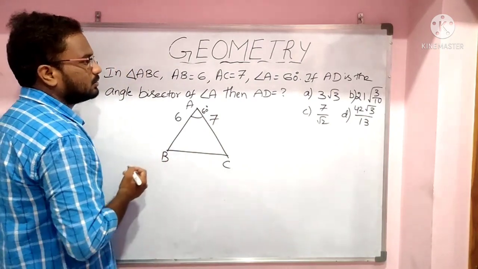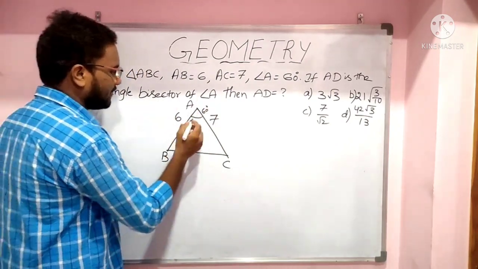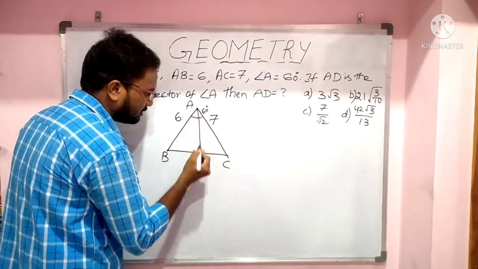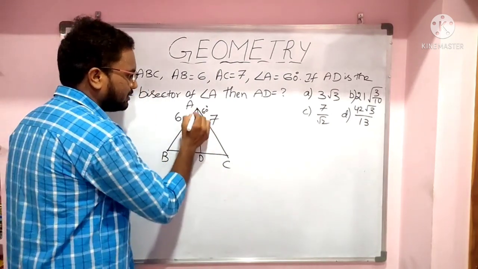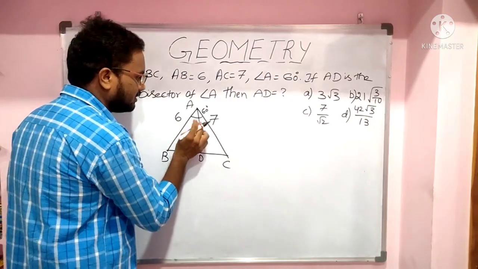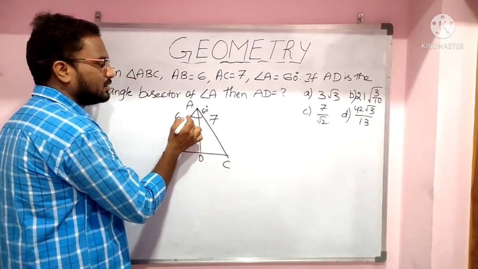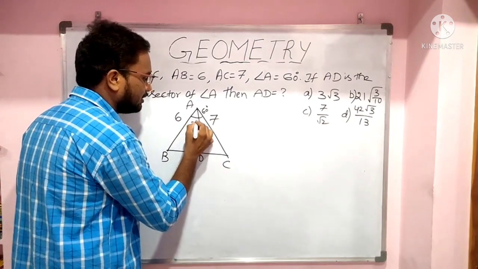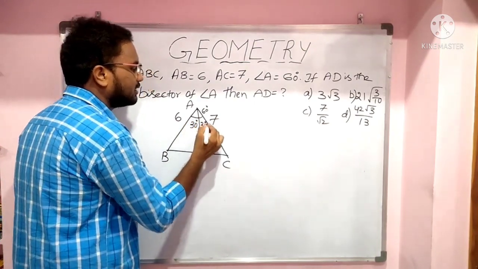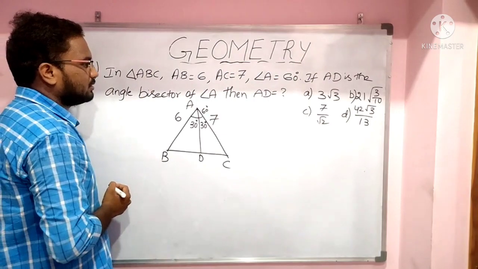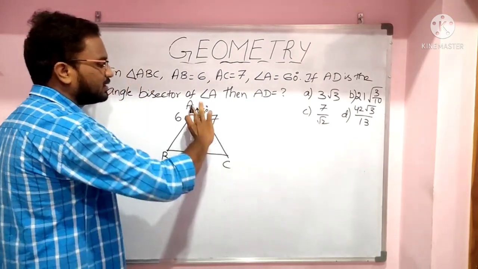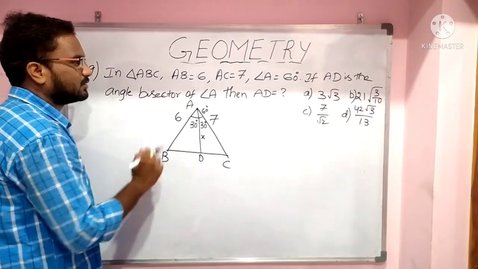Now, if AD is the angle bisector of angle A, let's draw the angle bisector. This is D. This is the angle bisector. That means the angle bisector divides the total angle into two equal halves. That means this is 30 degrees and this will be 30 degrees. We need to find AD. Let us say AD equals x. This AD length is x. We need to find x.